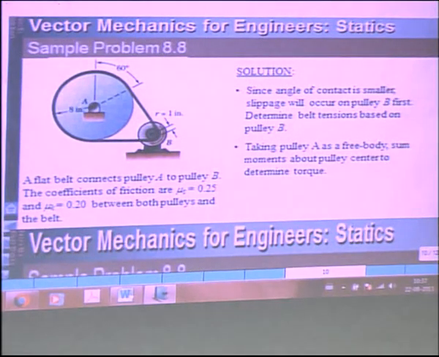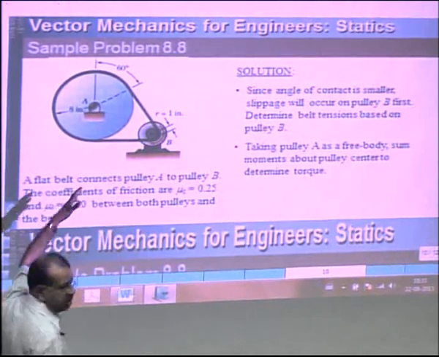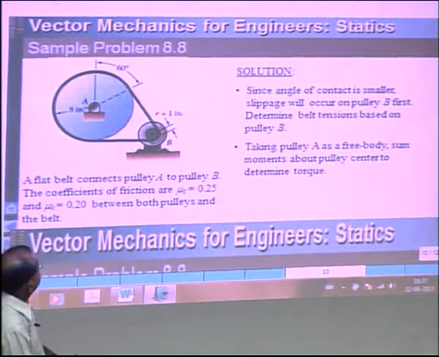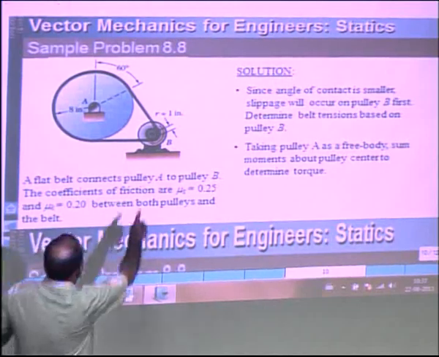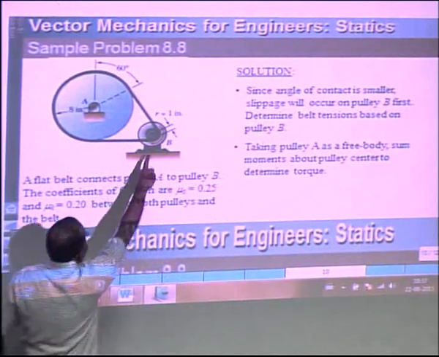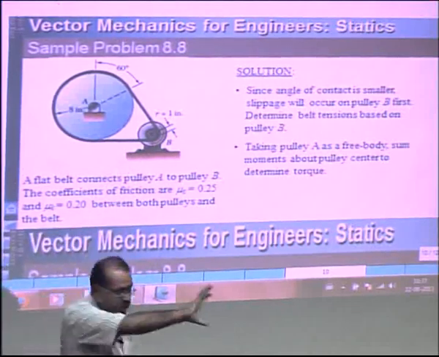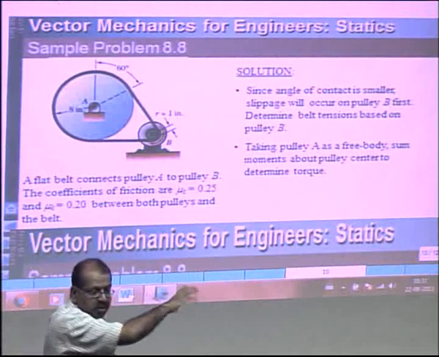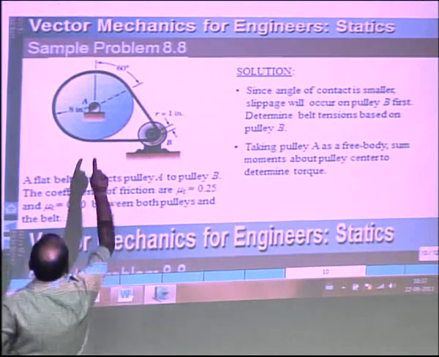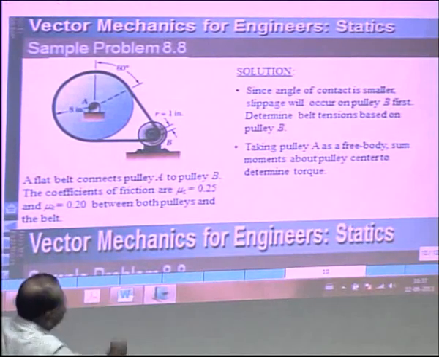An example of this in the book: a flat belt connects a pulley A to pulley B. Here the coefficients of friction are given between both pulleys and the belt. The smaller pulley has a radius of 1 inch, the bigger pulley has a radius of 8 inches, and this is the driver pulley. This is the motor which is running, and the direction is clockwise. The red arrow shows the direction of the driver wheel. The driven wheel will of course move in the same direction.